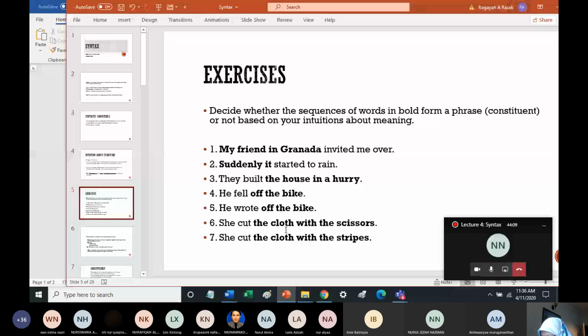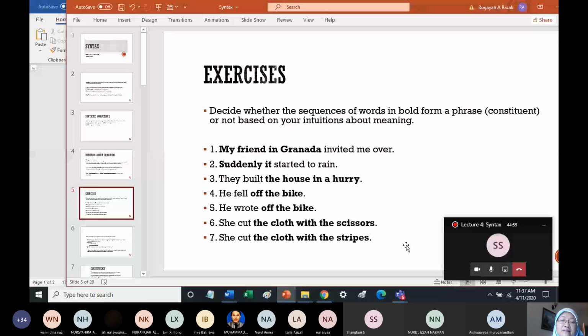Okay, thank you, Iza. Thank you, Aishwarya. The final one, Shankari. What about this one? Number 7. Yes, doctor, I feel like it is a constituent because the cloth is actually with the stripes, it's describing the cloth. You're right. Yes. So correct, Shankari. She cut the cloth with the stripes, meaning the pattern on the cloth has stripes.